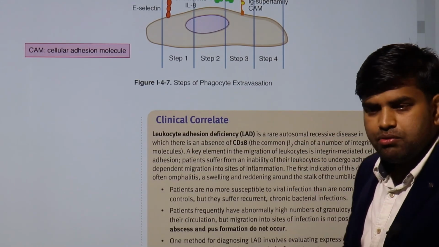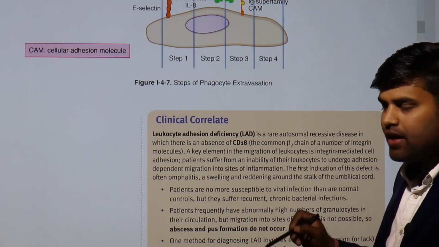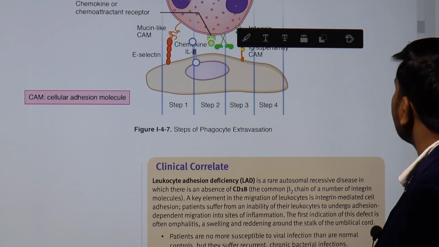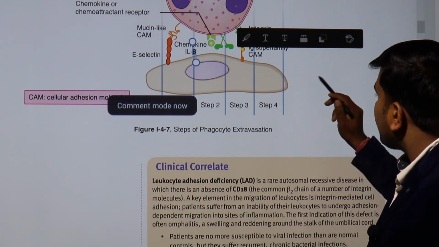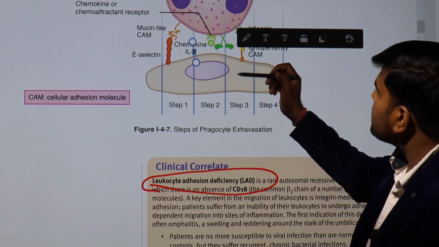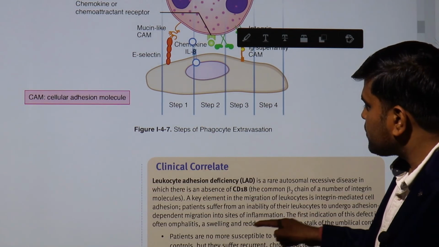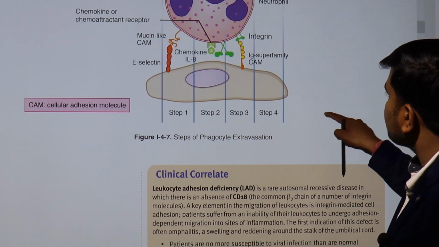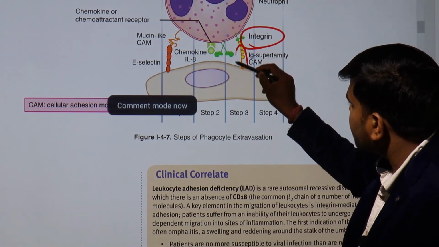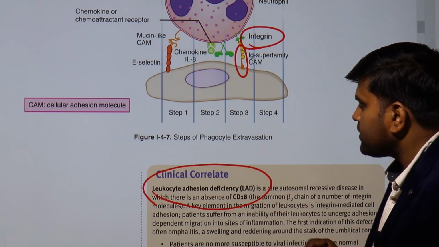Now one thing you have to remember is leukocyte adhesion deficiency, that is called LAD. If the integrin is unable to form, then what will happen? They will develop leukocyte adhesion deficiency. So you have to understand that the integrin is needed for the tight binding, but if that integrin is absent, this disease is known as leukocyte adhesion deficiency.